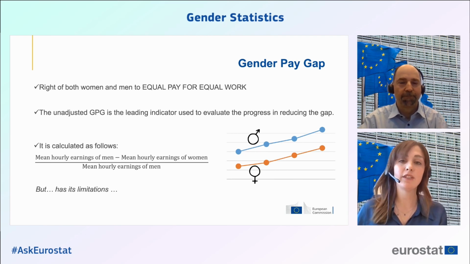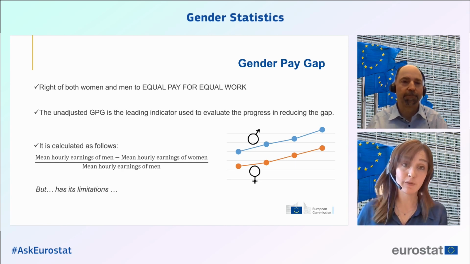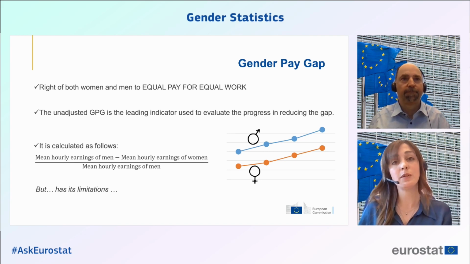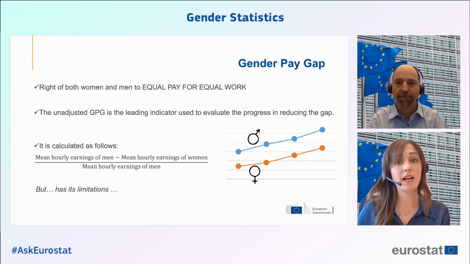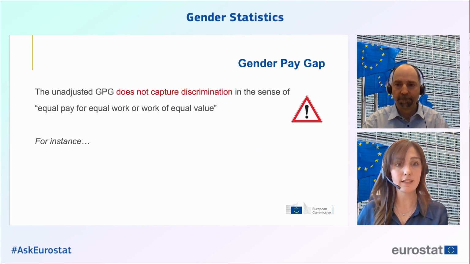Tackling possible discrimination in earnings between men and women is one of the key priorities of gender policies at both EU and national levels. The right of both women and men to equal pay for equal work belongs to the European Pillar of Social Rights. The unadjusted gender pay gap is included in the scoreboard of indicators used for monitoring the action plan of the Commission and is the leading indicator to evaluate progress in the reduction of the pay gap. The indicator is calculated as shown here, the relative difference between the average gross hourly earnings of women and men. It is very simple, but it has its limitations that we can see in the next slide.